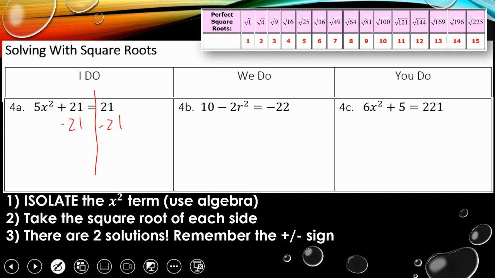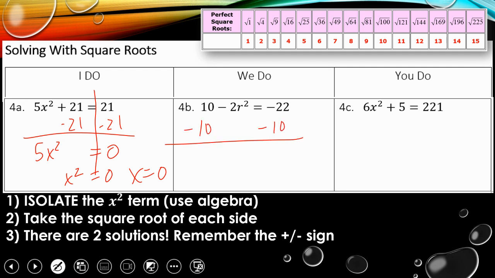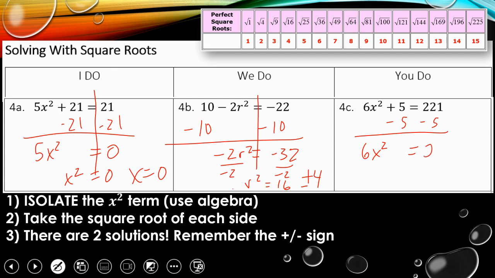So minus 21, 5x squared equals 0. Divide by 5, x squared equals 0. So x equals 0. You can take the square root of 0. Minus 10. Divide by negative 2. R squared equals 16. Square root, plus or minus 4. Divide by 6. Take the square root. So pretty straightforward.